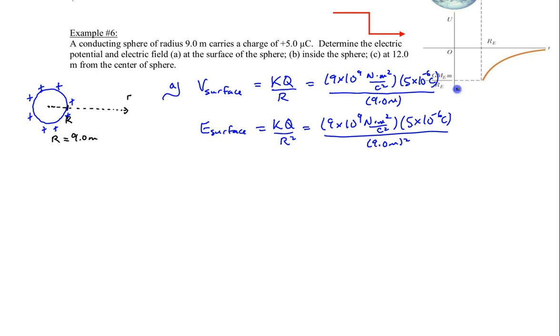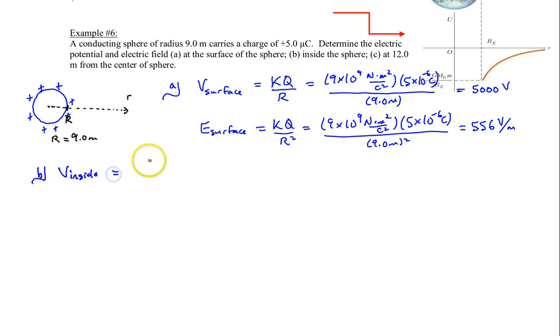So go ahead and calculate both of these and see what you get. And for the first one, you'll get a voltage of 5,000 volts. And the electric field at the surface will be outwards at 556 volts per meter, or newtons per coulomb. So now let's go ahead and calculate the potential inside.